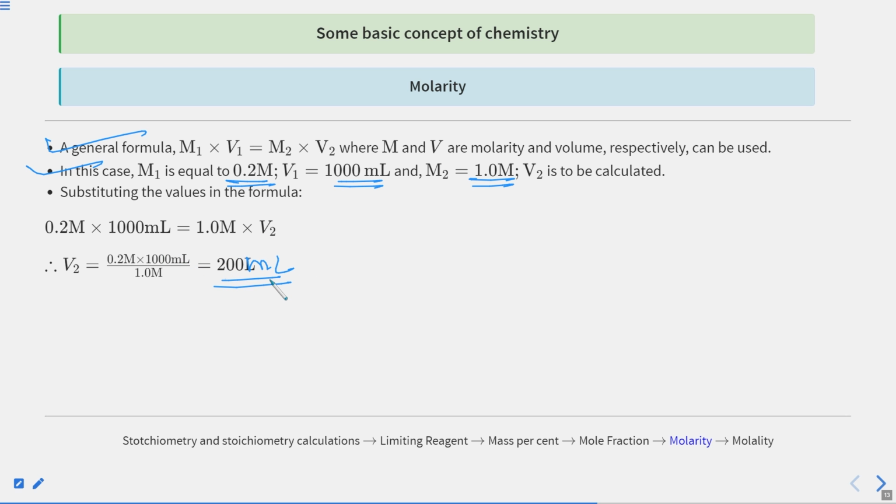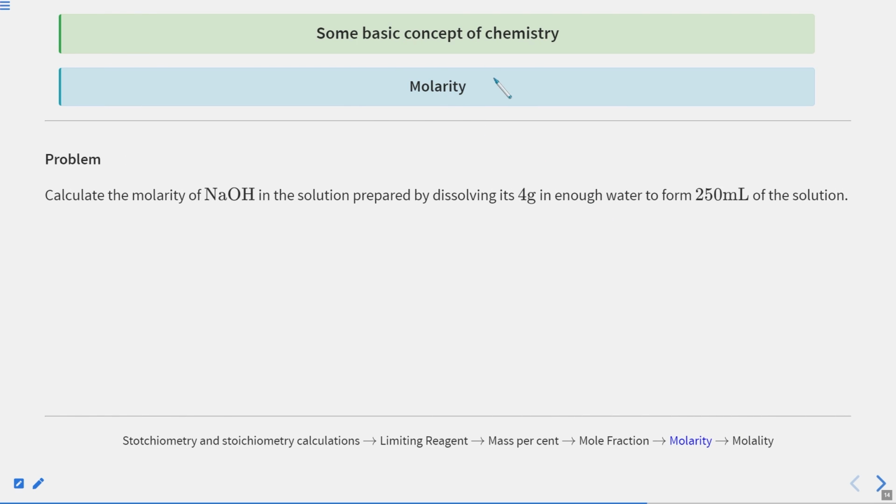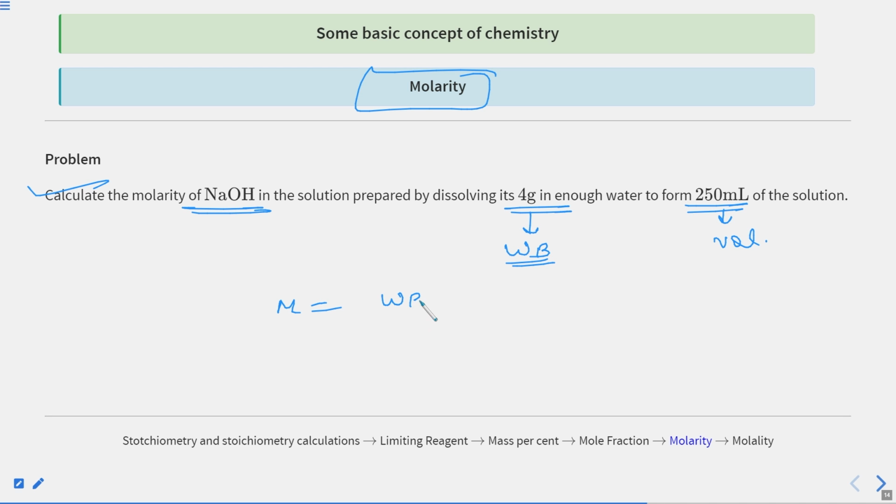The next and important problem: calculate the molarity of NaOH in the solution prepared by dissolving 4 gram of it, this is the given mass of solute, WB, in enough water to form 250 ml. This is the given volume in milliliter. Let's apply the direct formula of molarity, which is WB by MB into 1000 by volume of solution in milliliter.